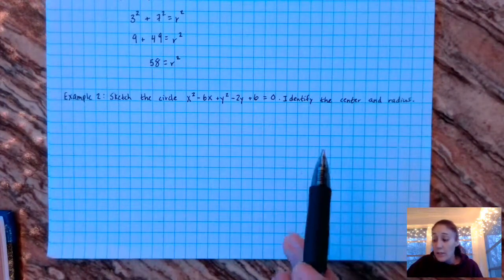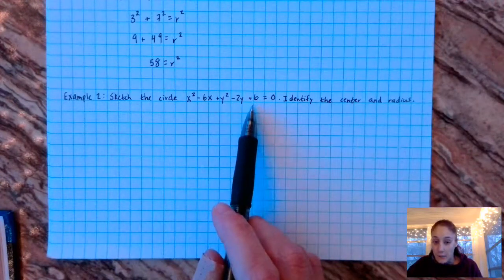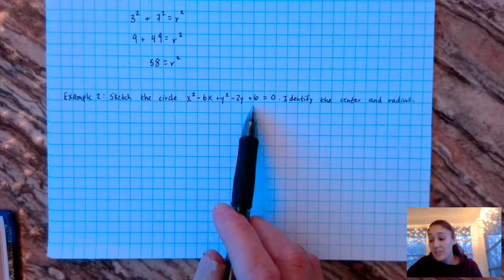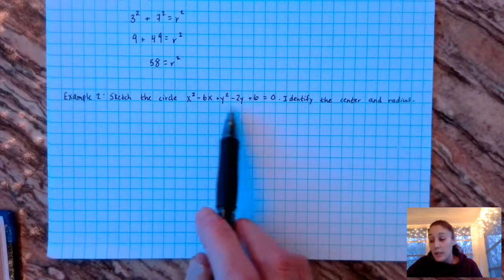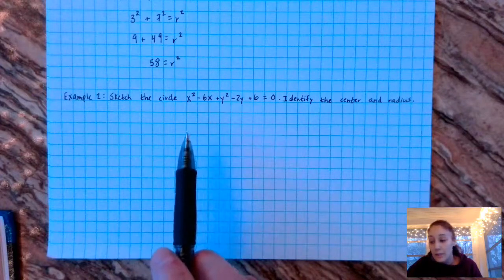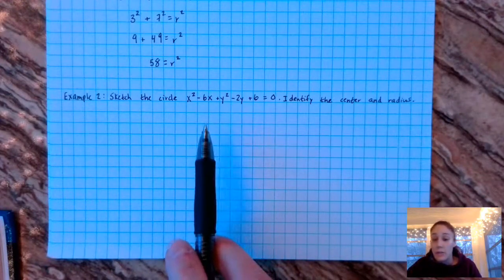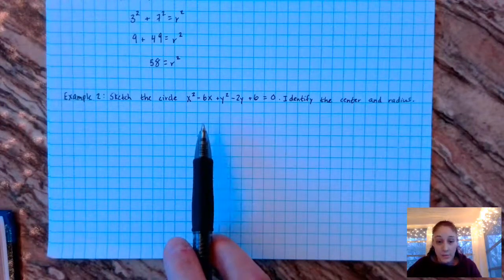And then we also need to identify the center and the radius of that circle. So if you take a look at this equation, hopefully you notice right away that it's not in standard form. Okay? This is actually called general conic form. And so what we need to do is put it into standard form, because right now we can't easily identify the radius or the center or even a point on the circle.